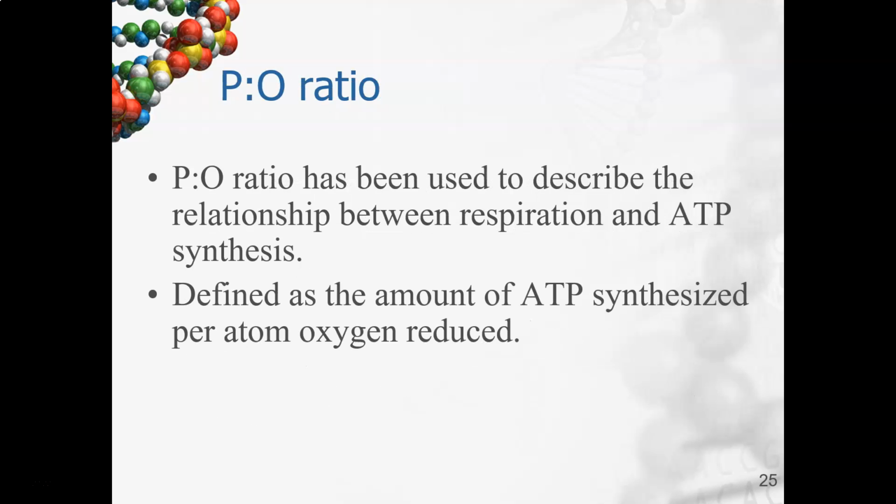So we can introduce a concept called the P-to-O ratio. That's described as a relationship between respiration and ATP synthesis. The P refers to the synthesis of a phosphoanhydride bond. So when you couple ADP and phosphate, you get ATP, and a phosphoanhydride bond is synthesized. So that's the P part of this. The O is the atom of oxygen. So if you look at the equations, and we show 1/2 O2, that's an atom of oxygen. So the P-to-O ratio is the amount of ATP synthesized per atom of oxygen reduced.